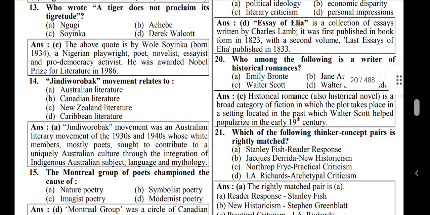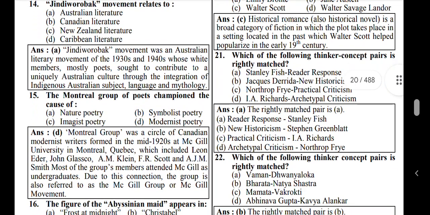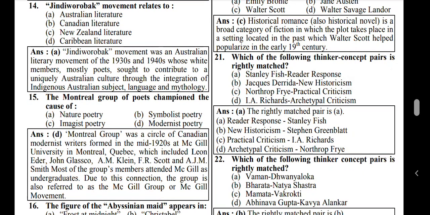Actually, we have completed up to 20 questions. Today we are going to see the 21st. Which of the following thinker concept pairs is rightly matched? Option A, Stanley Fish, reader response. Option B, Jacques Derrida, new historicist critic; Stanley Fish is a reader response critic only, and Jacques Derrida is not a new historicist critic. Option C, new historicist critic is Stephen Greenblatt. Option D, Northrop Frye, he is an archetypal critic, and I.A. Richards, he is a practical critic of practical criticism.